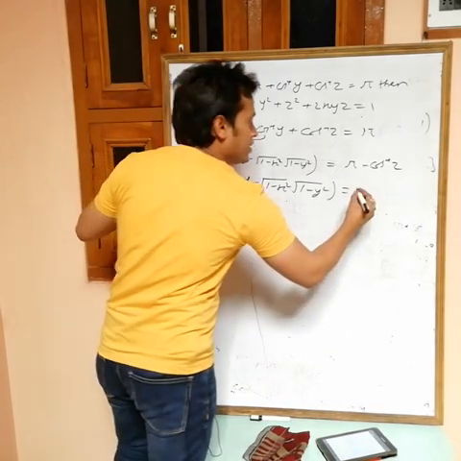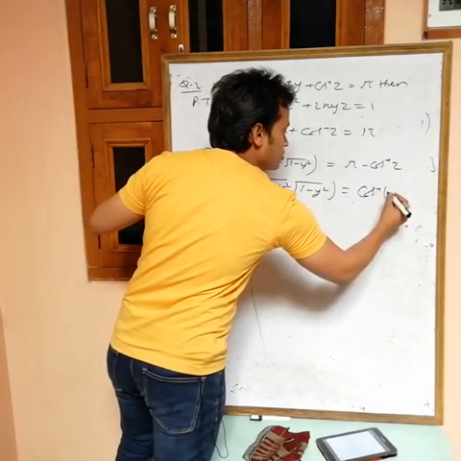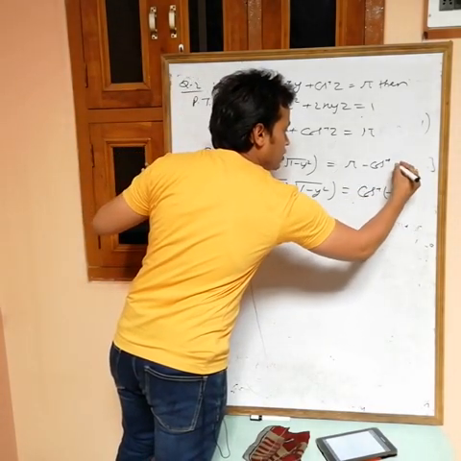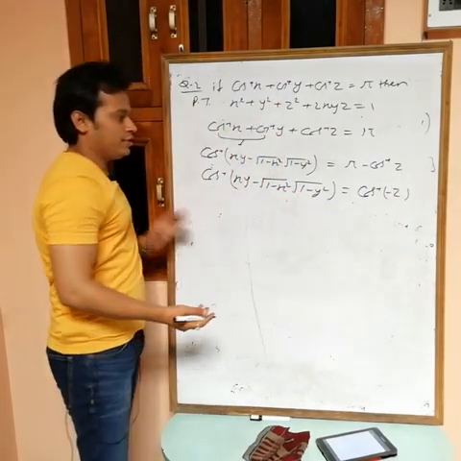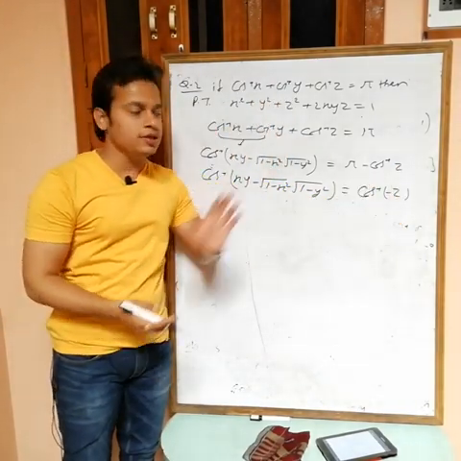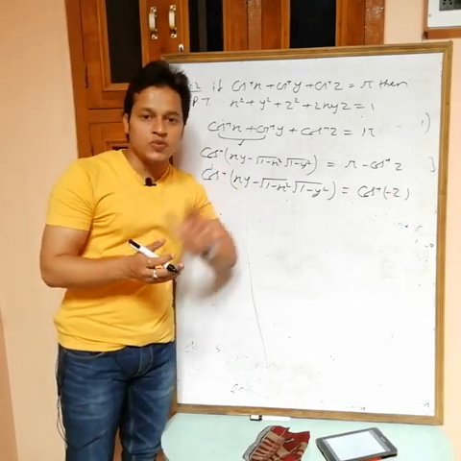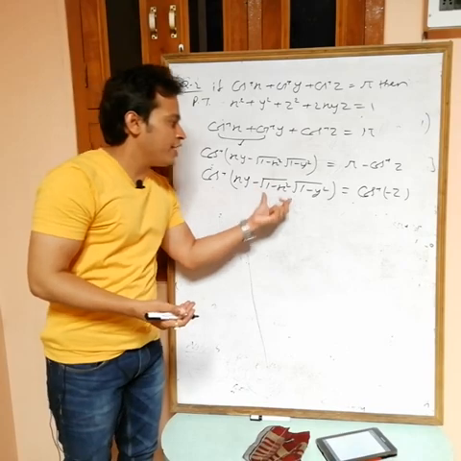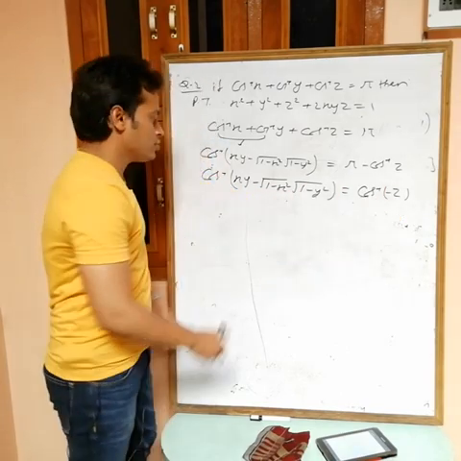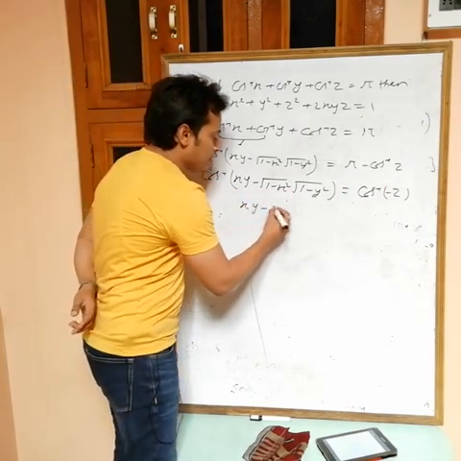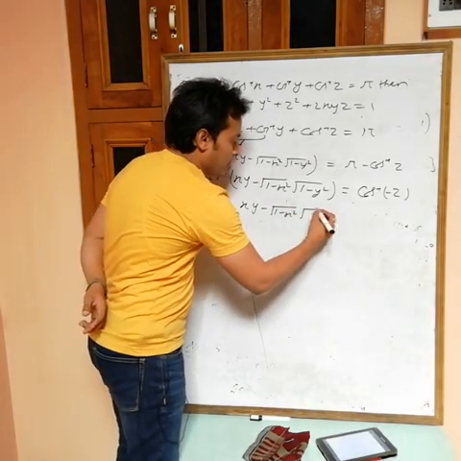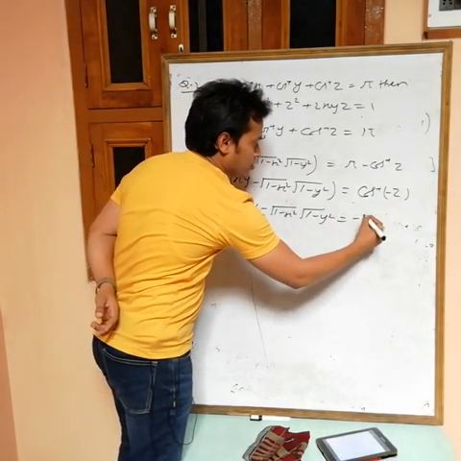Pi minus cos inverse z can be written as cos inverse of minus z. This one is z. Now see, cos inverse of minus z equals pi minus cos inverse z. Now this is cos inverse x equals cos inverse y. This is only possible when x is equal to y. So just put xy minus root 1 minus x square root 1 minus y square equals minus z.